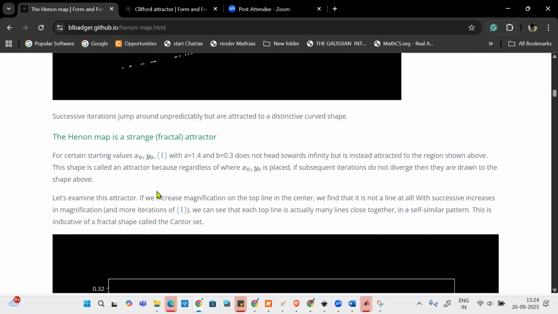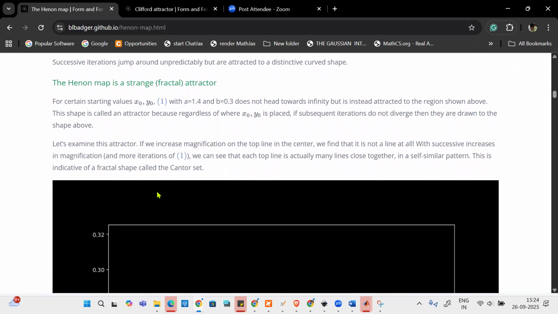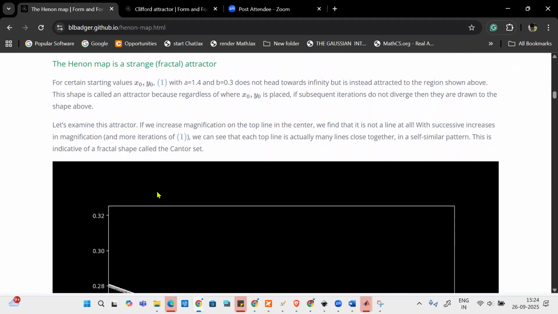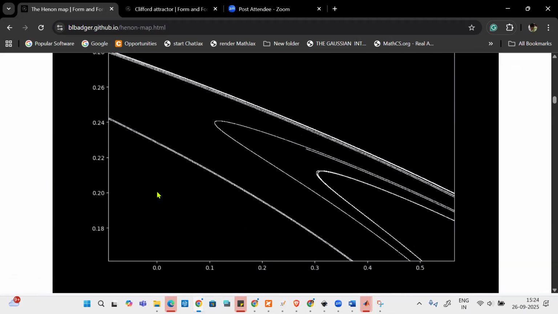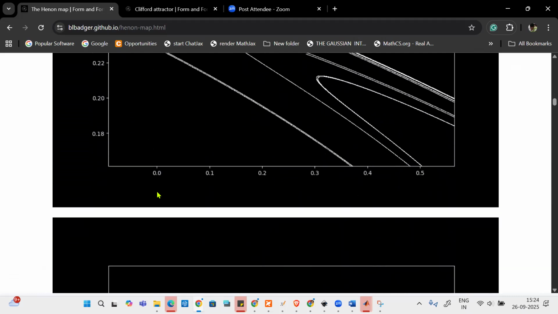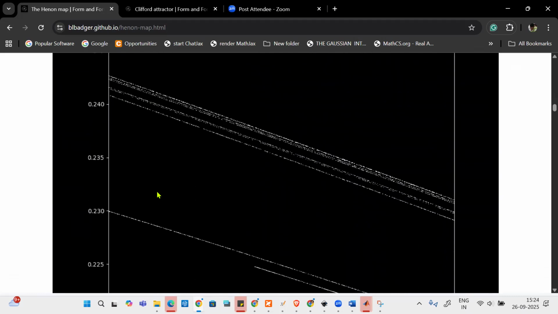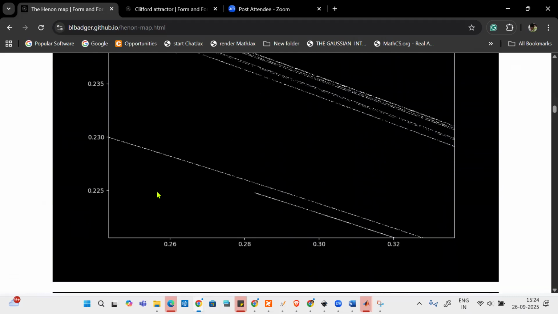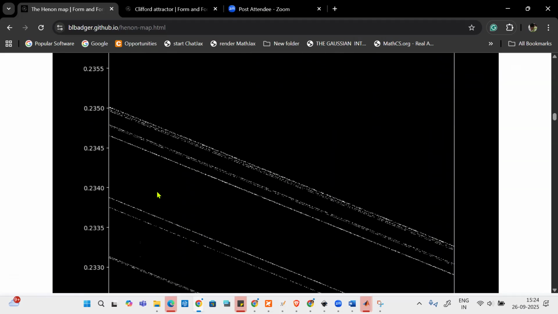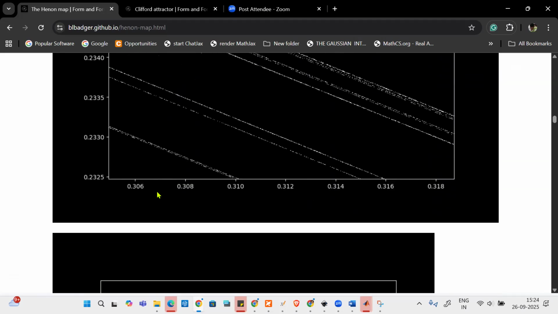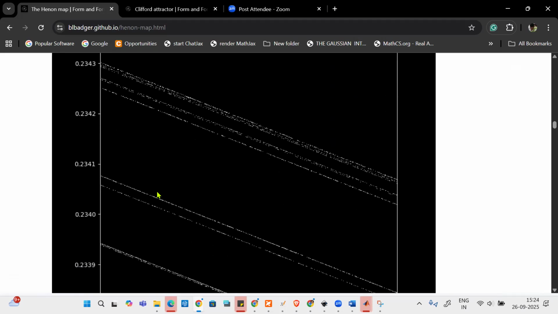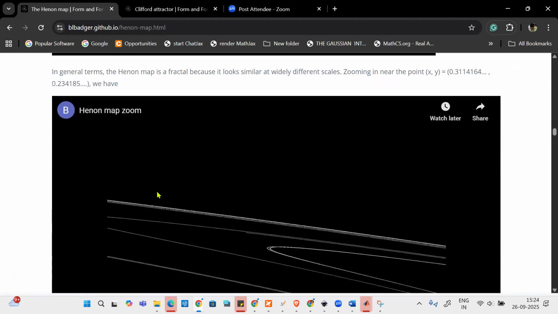So fine. Now, I also told you that the Henon attractor is a strange or fractal attractor. Why? Because you can see that even if you zoom into more and more parts of it, it will behave in a similar way. See the zoomed part, right? Again, you take the zoomed part, it will be the same behavior. Again, you zoom, same behavior, right? So that's the Henon attractor.